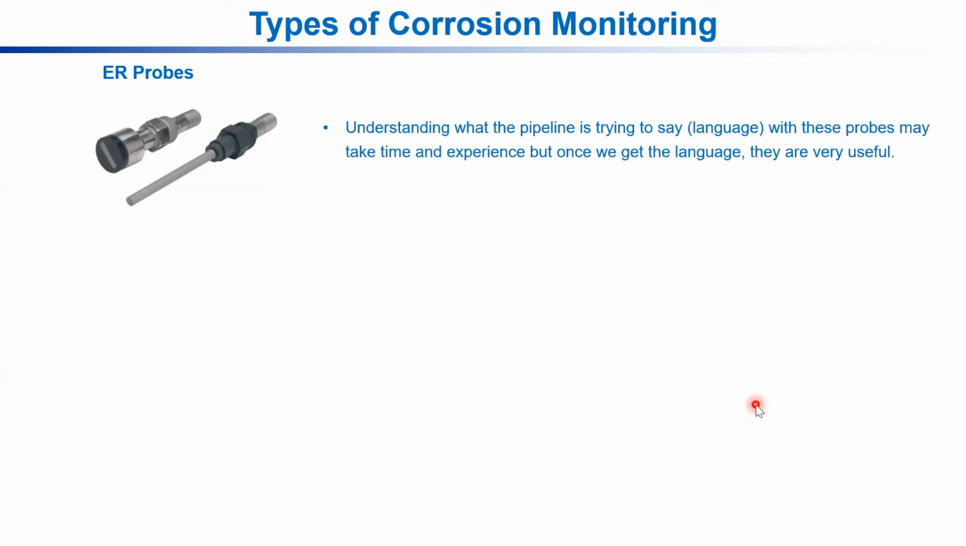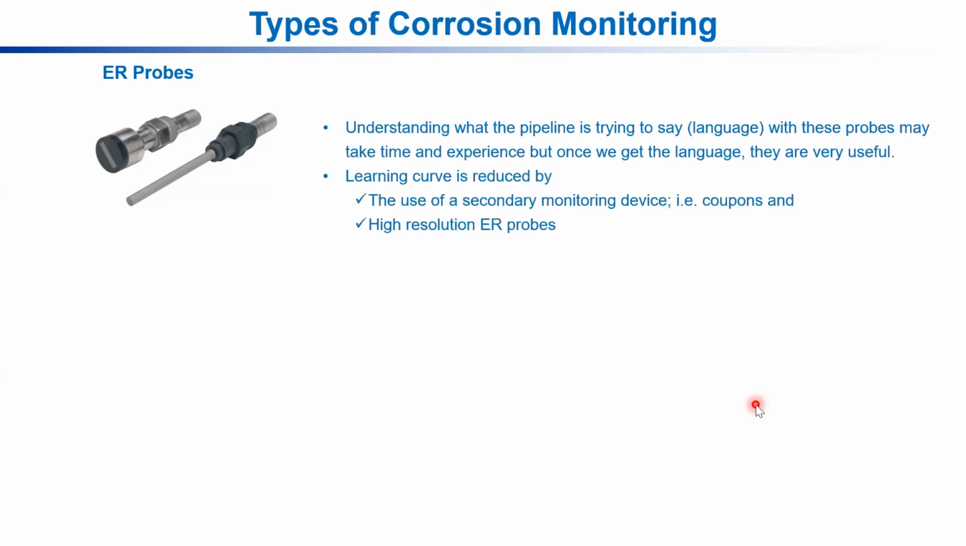ER probes, once again, require understanding what the pipeline is trying to say. These probes may take time and experience, but once we get the language, they are very useful. The learning curve may be reduced by using a secondary monitoring device, high resolution ER probes, and they give you corrosion rates in real time. They are good for chemical optimization, because you can be optimizing your chemical in a matter of a few days or a few weeks, instead of a coupon that may take you 1 or 2 months to optimize your chemical.